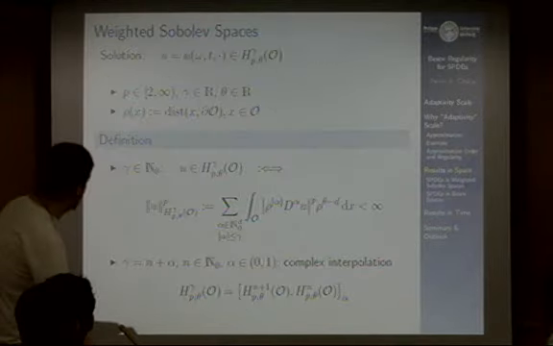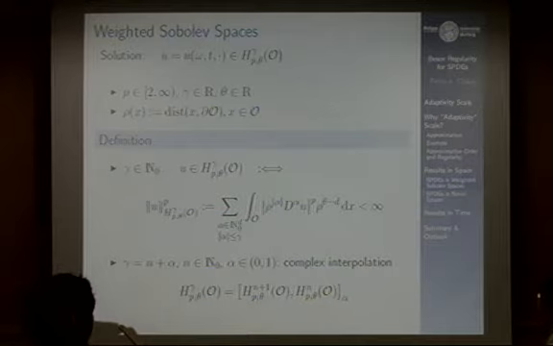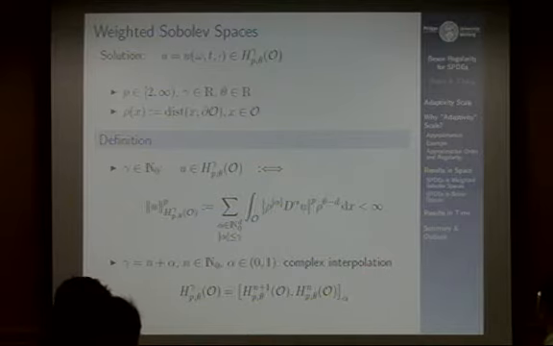Therefore, I first introduce these weighted Sobolev spaces. We have three parameters. p is again the integrability parameter, gamma is the smoothness, and theta is the control of the boundary. We denote by rho of x the distance of a point x to the boundary. And for non-negative integers gamma, the space is defined to be the collection of all functions such that this quantity here stays finite. It looks like a Sobolev norm, but with these weights inside.